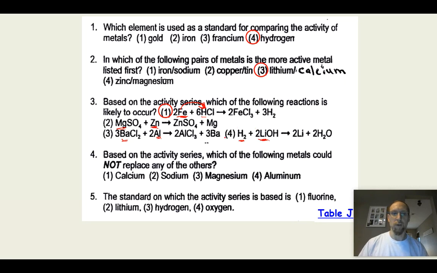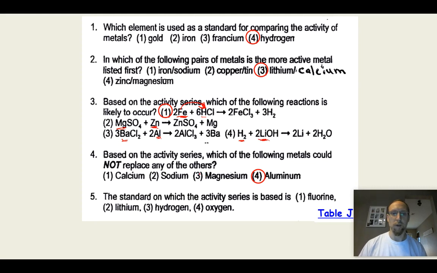So next up, number 4, based on the activity series, which of the following metals could not replace any of the others? So all that's really asking you is which one is the lowest of the 4. So it's saying it cannot replace the others. So that means it's not higher than any of the others. And if you look on table J, you'll see aluminum is the lowest of the 4. That means it's not strong enough to replace any of the other ones if they were in compounds.